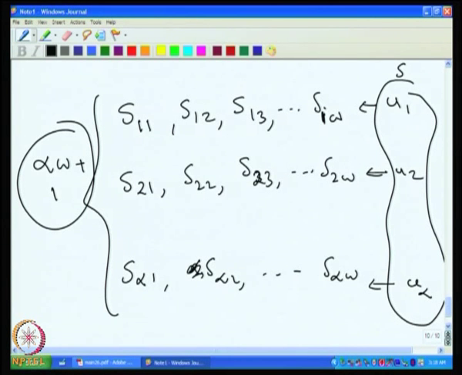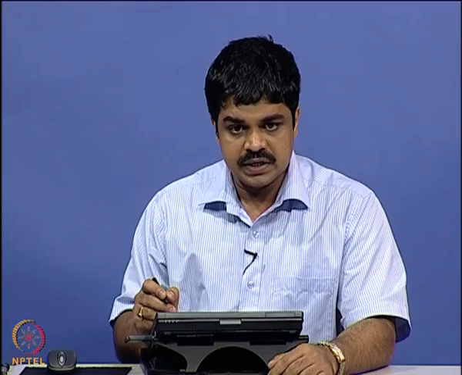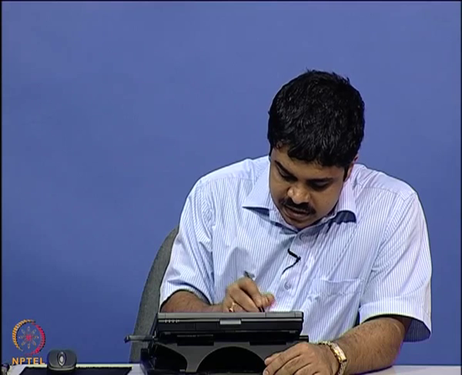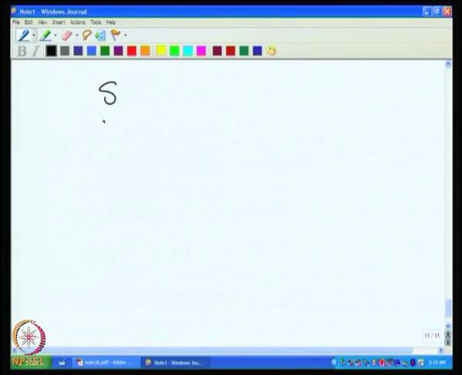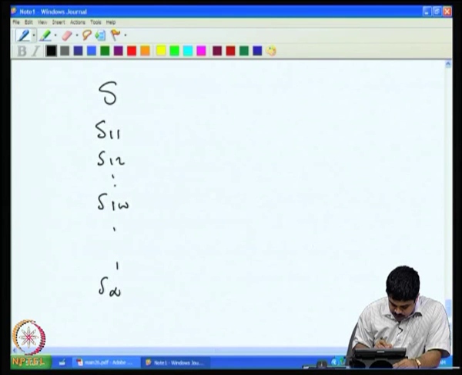And these alpha omega plus 1 independent sets have some interesting properties. The most interesting property is if you take any clique of the graph. For instance, if I list them, S is the first independent set, second is S11 to S12 up to S1 omega, and then finally we will end up with S alpha 1, S alpha 2, up to S alpha omega.